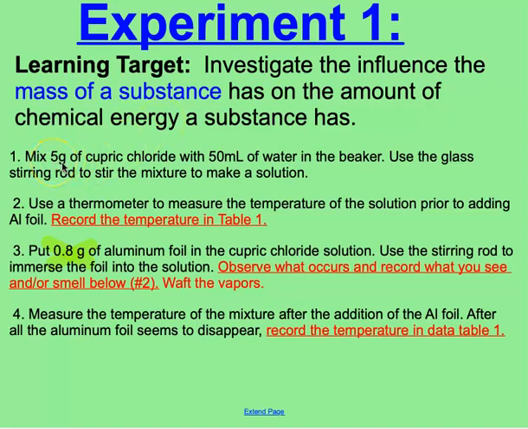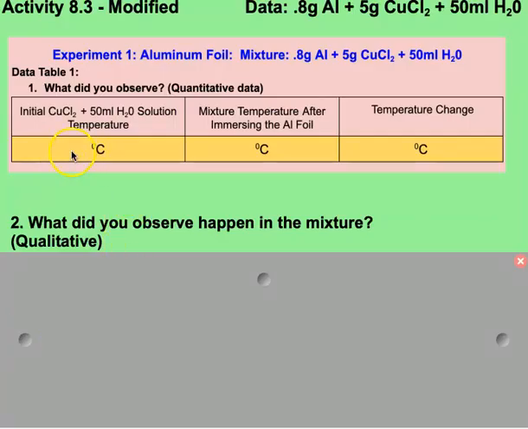In the video that you're about to watch, you're going to see me mixing 5 grams of copper chloride with 50 milliliters of water. I'm going to stir it up and record the temperature. When you see me recording the temperature, make sure you're listening, because I'm not going to put it on the screen, but you're going to have to listen to me tell you what that temperature is, and you're going to record it right here.